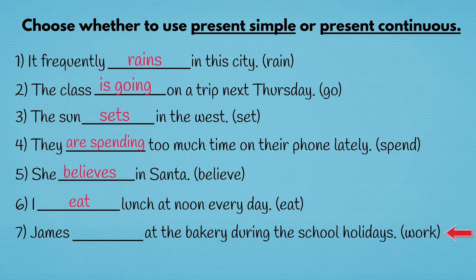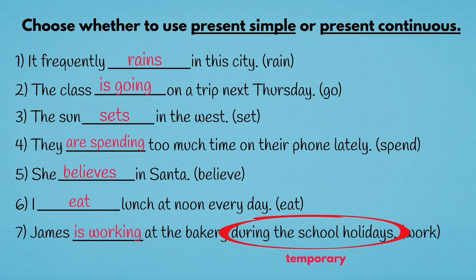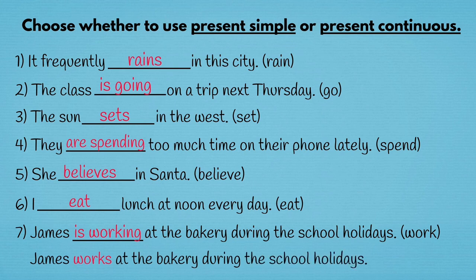The last one. James is working at the bakery during the school holidays. Present continuous is used because it's a temporary situation. After the school holidays, James presumably won't be working there. We could also use present simple, but the meaning changes slightly. If we say James works at the bakery during the school holidays, we are implying that this is more of a permanent arrangement, and that James is working there these school holidays, and the next school holidays, and so on for the foreseeable future.